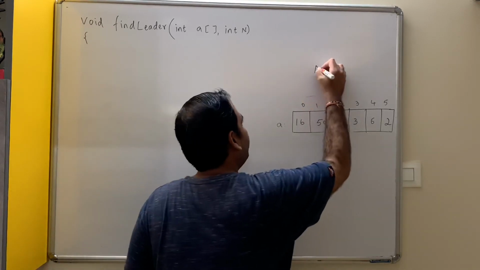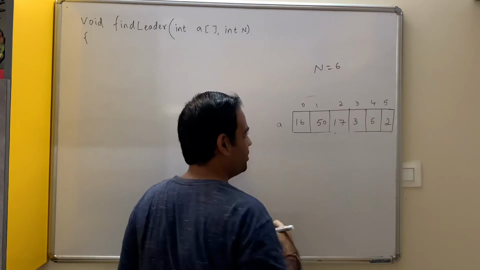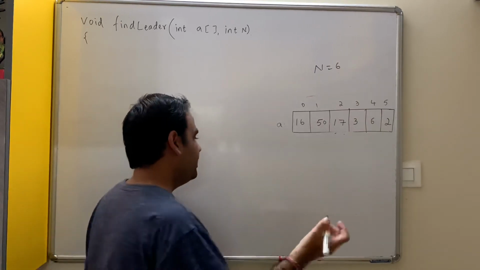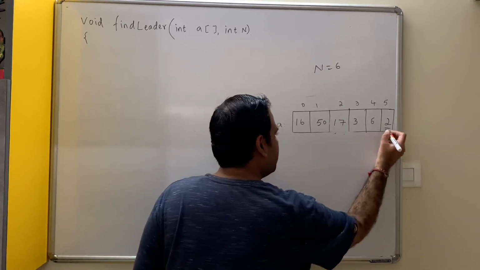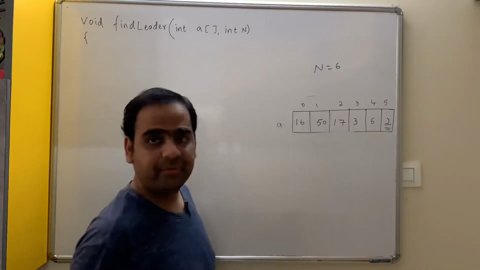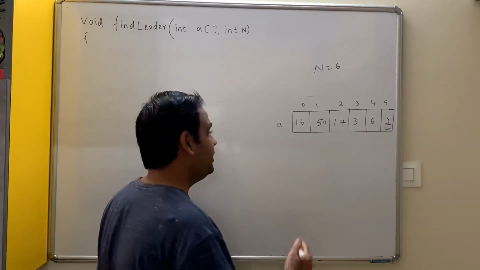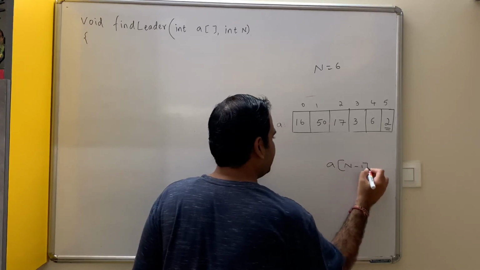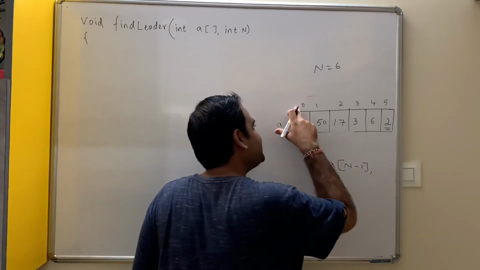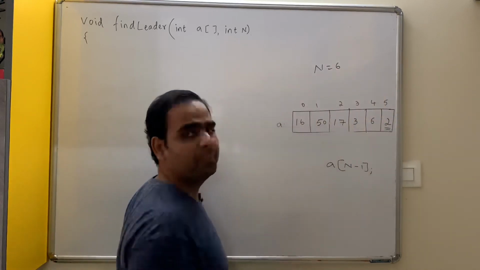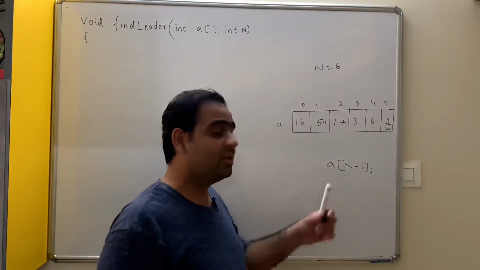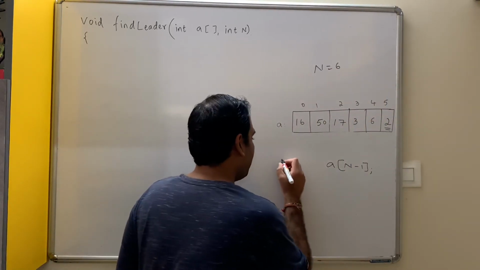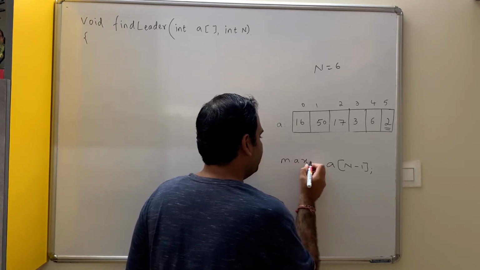Yes. Now how many elements are there? There are 6 elements. Now I know that the rightmost element is always a leader. And how do you get the rightmost element? We say a of n minus 1, because the index starts from 0 and goes up to n minus 1. This is how you get the rightmost index. And let me call this the maximum element.